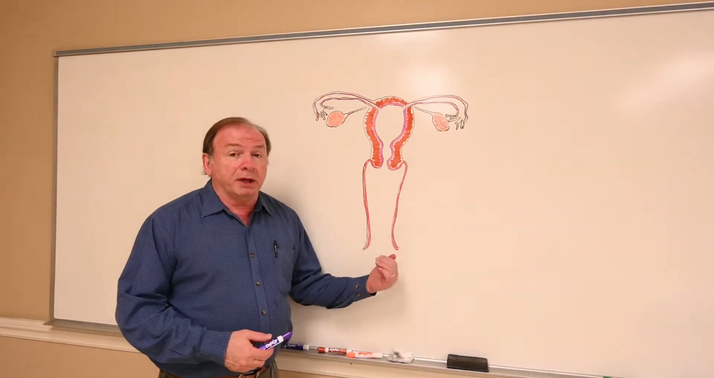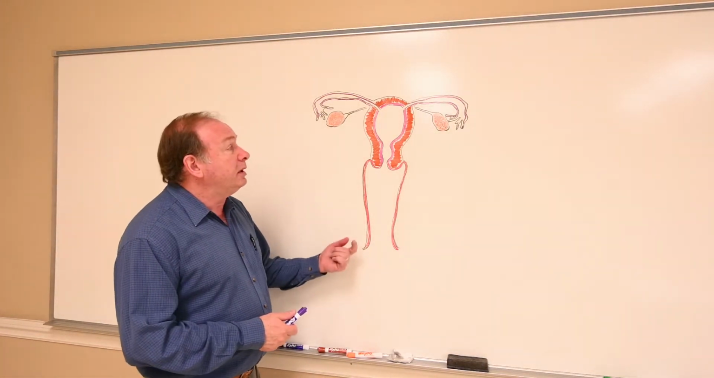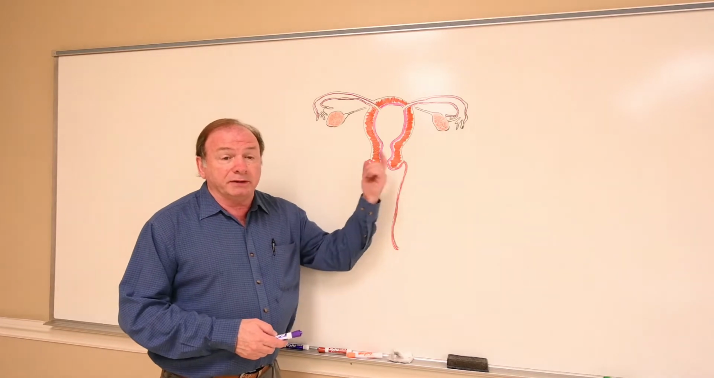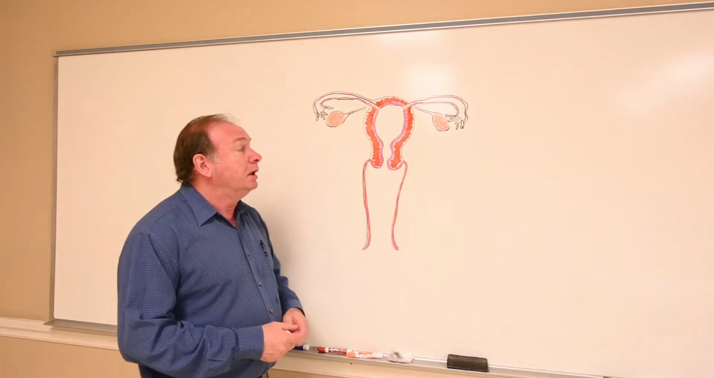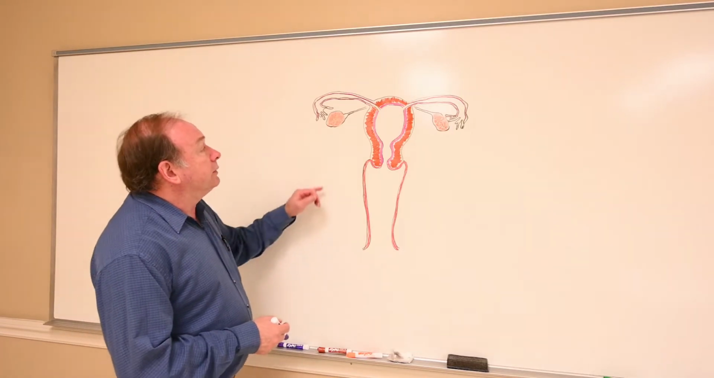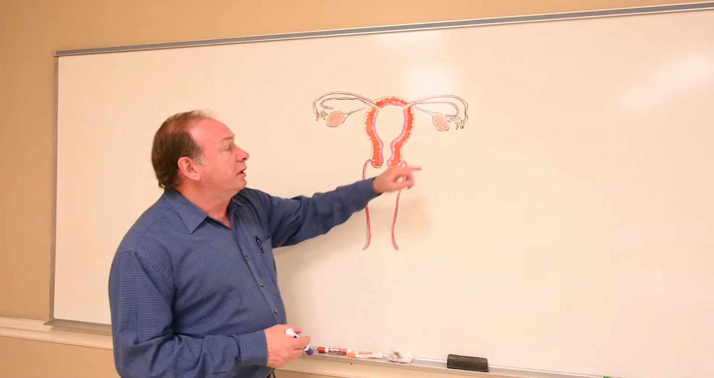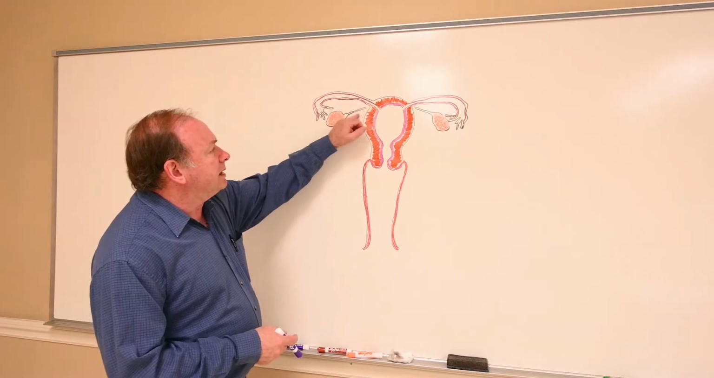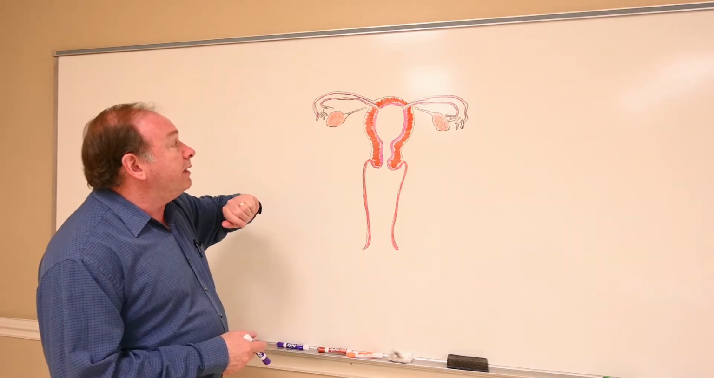Okay, first we're going to begin with the overall anatomy of the female reproductive system, identify some parts, and then we'll go into more detail on these structures. First of all, ovaries. We have two ovaries, one on either side. They're connected by a tiny ligament to the back wall. We call it the ovarian ligament.